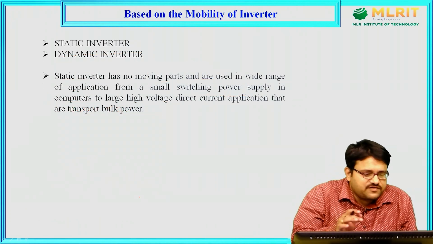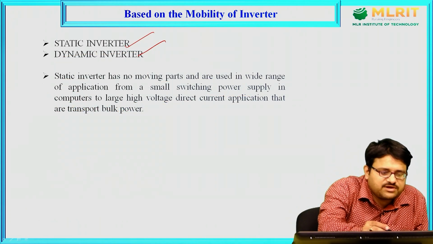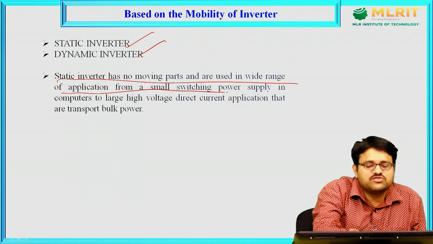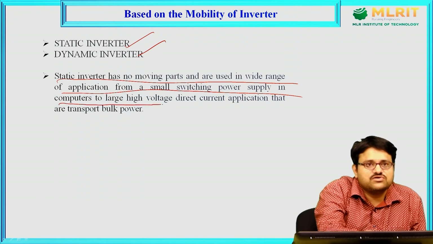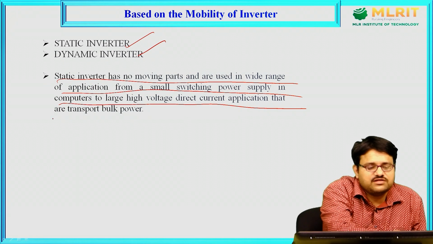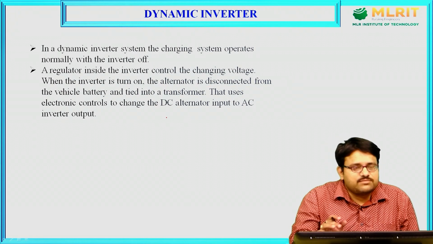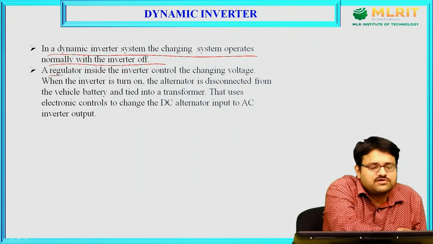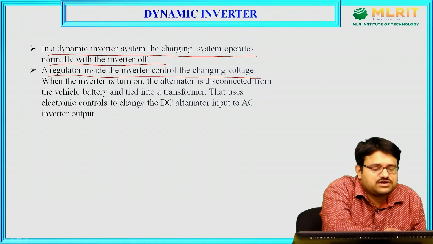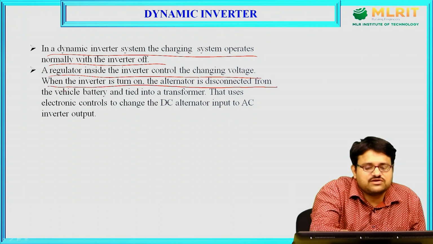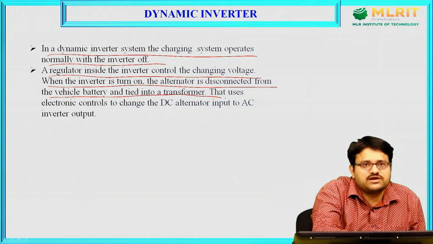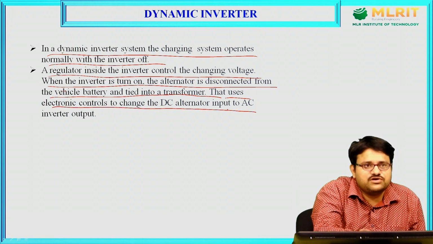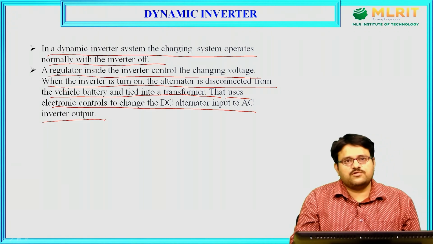Based on mobility, inverters are divided into static inverter and dynamic inverter. Static inverter has no moving parts and is used in a wide range of applications, from small switching power supplies in computers to large high voltage direct current applications that transport bulk power. In a dynamic inverter system, the charging system operates normally with the inverter off. A regulator inside the inverter controls the charging voltage. When the inverter is turned on, the alternator is disconnected from the vehicle battery and is tied into a transformer that uses electronic controls to change the DC alternator input into AC inverter output. So this is about the dynamic inverter.